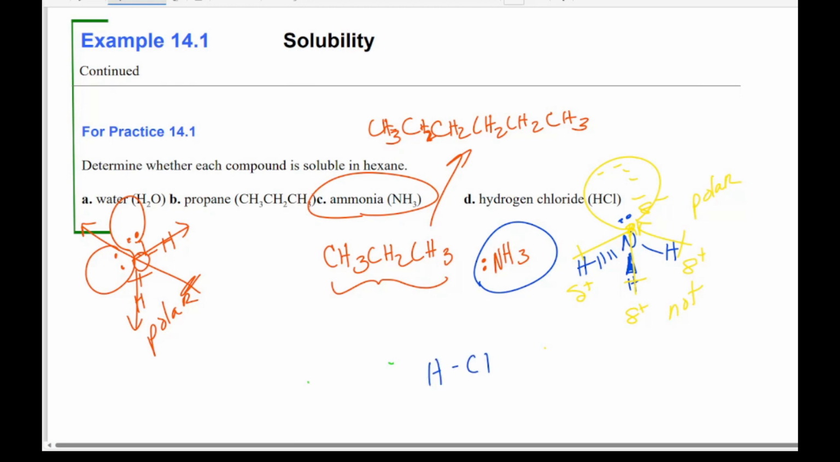The next problem asks us to consider HCl. Hydrogen has an electronegativity value of 2.1 and chlorine is 3.0, with a difference of 0.9. Anything greater than 0.4 is considered to be polar, and so this is a polar bond, and since there's only one bond in the molecule, this is a polar molecule, and therefore HCl is polar and not soluble in hexane.